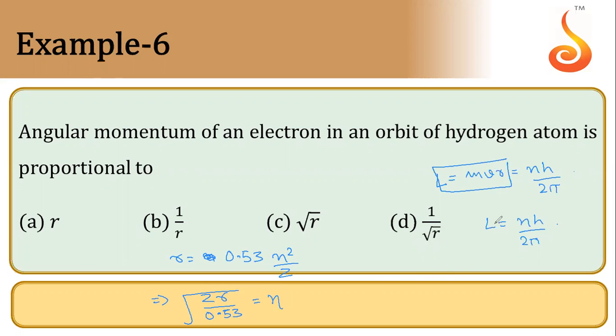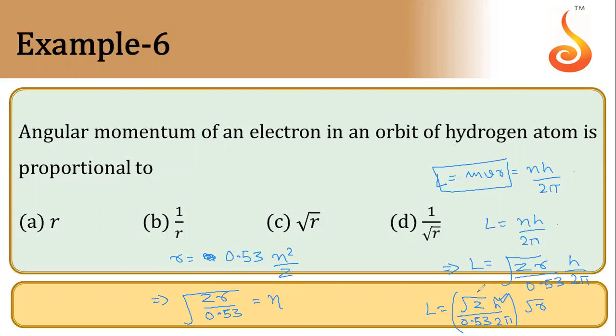Now we have this relation: angular momentum is nh by 2 pi. So in place of n, substitute this value of r: root of Z r by 0.53 into h by 2 pi. So you'll get angular momentum as root of Z by 0.53 into h by 2 pi into root of r. Now h is Planck's constant, it is a constant.